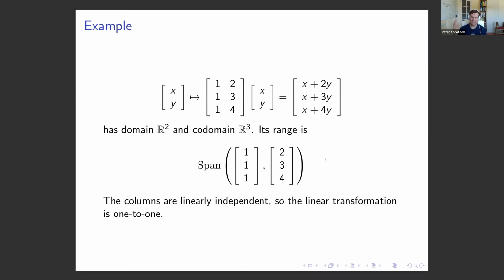Later we'll talk about bases, so we'll get some more details on that. The columns of the matrix are linearly independent, clearly, because the second vector is not a multiple of the first one, so the linear transformation is one-to-one. The columns don't span R^3, because it's a three-dimensional space, so it's not onto.